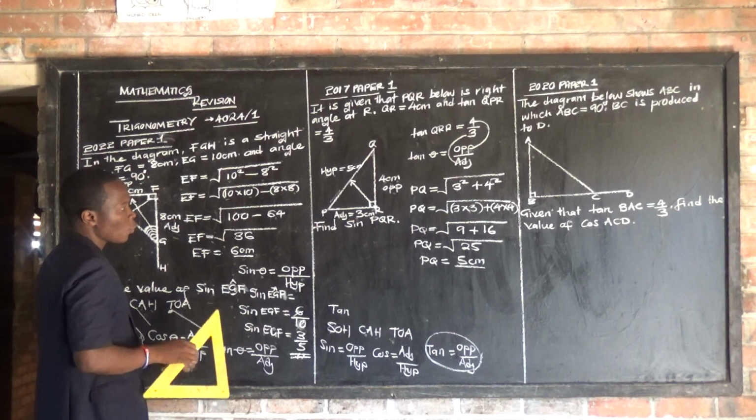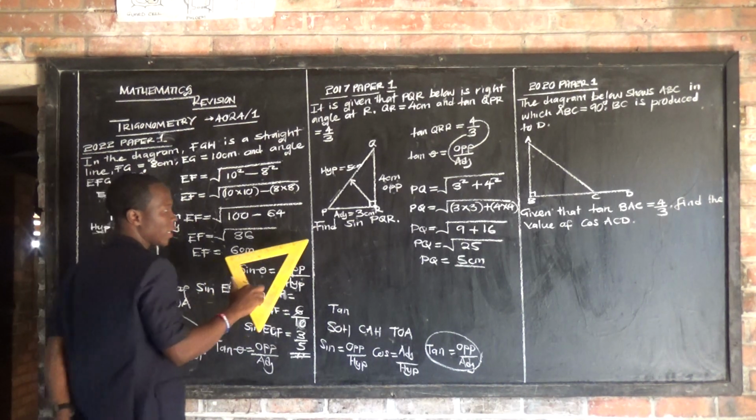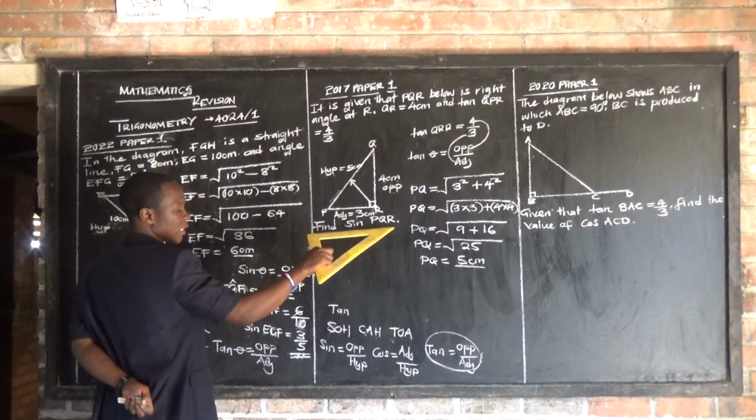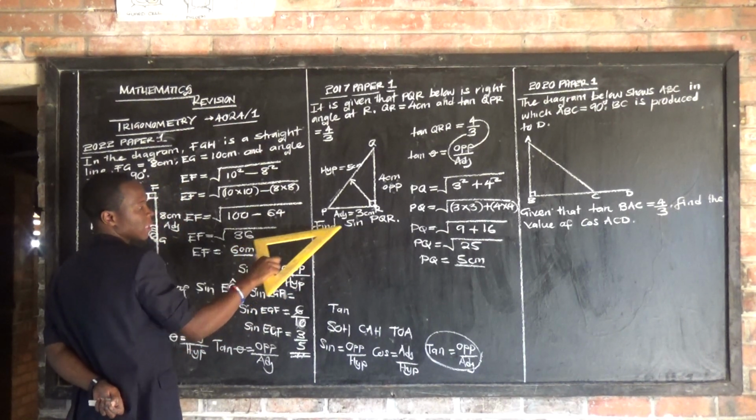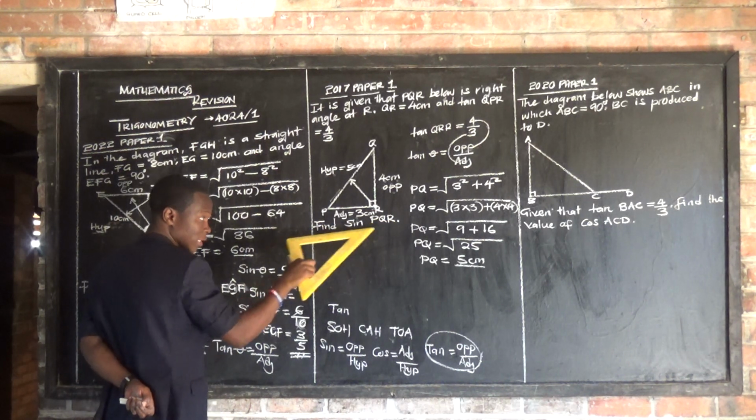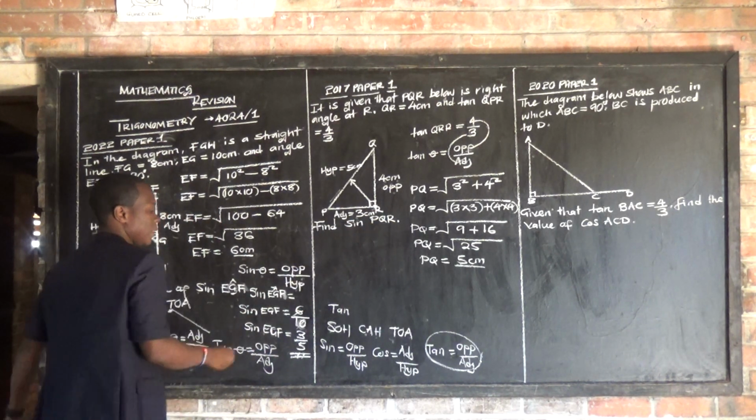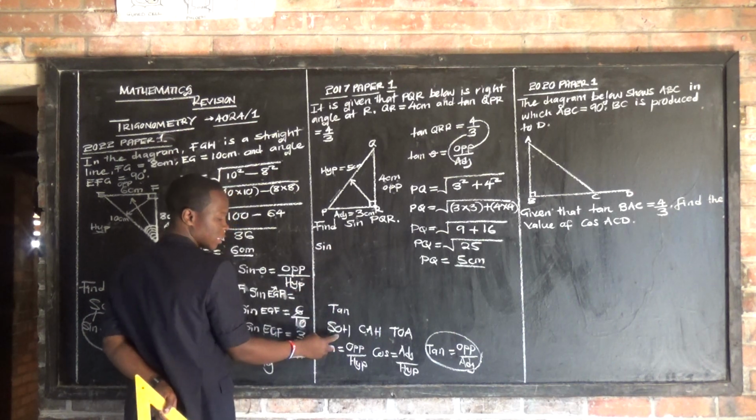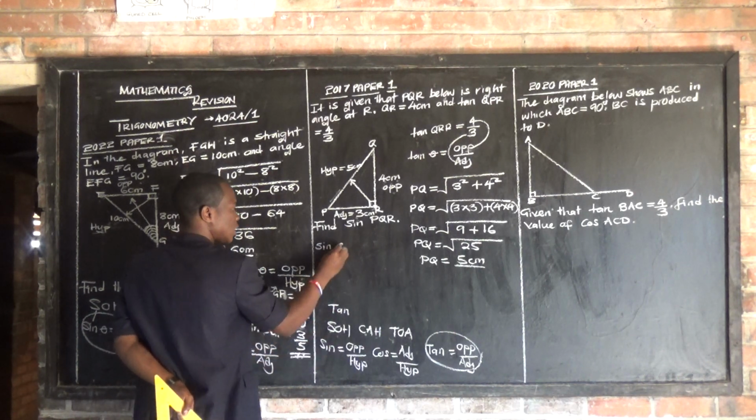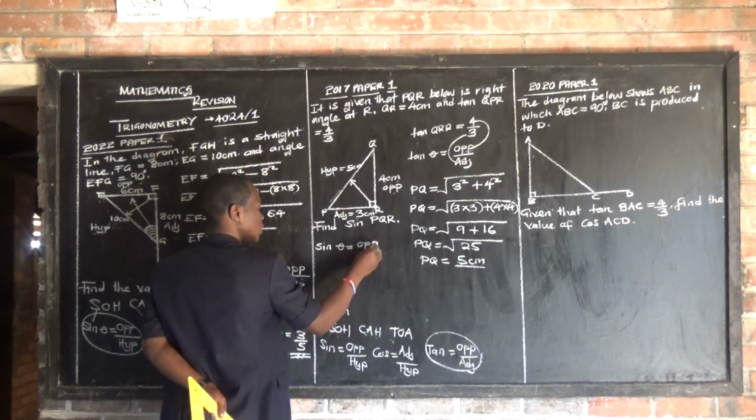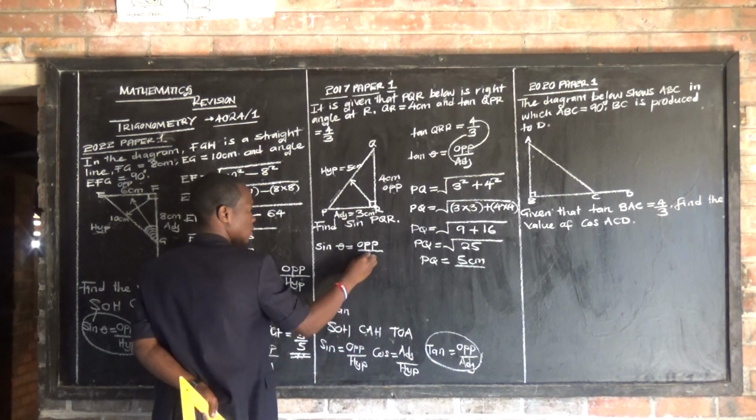Then, what do we want now? We want sine PQR. They are saying find sine PQR. Is it okay? This is what we want. So we know that sine theta is equal to what, guys? Opposite over hypotenuse.